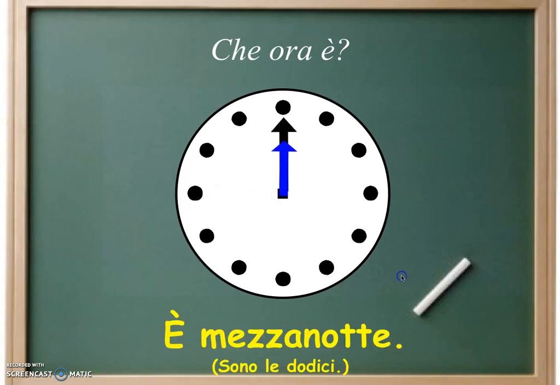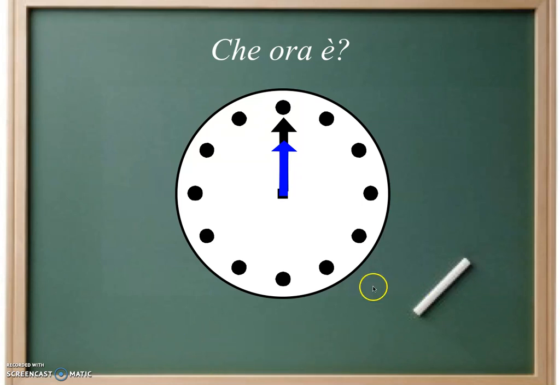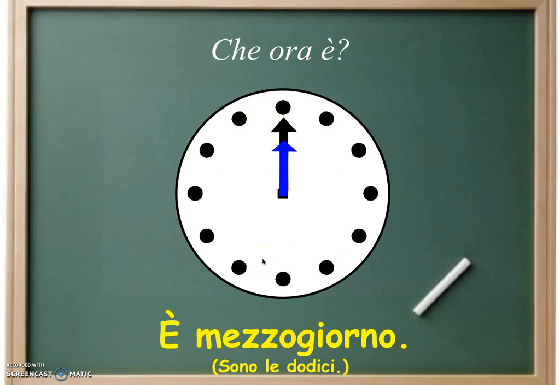The next one. È mezzanotte. Remember, notte means night. È mezzanotte, it is midnight. We can also say sono le 12. It is 12. Or we can say it's midnight. Okay, so è mezzanotte means it is midnight. The opposite of that would be è mezzogiorno. It is midday. It is noon. Again, we could say sono le 12. But mezzogiorno is half a day, which means it is noon.